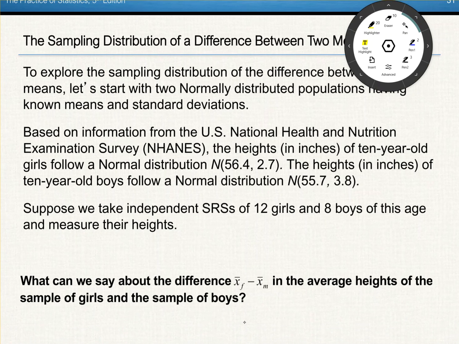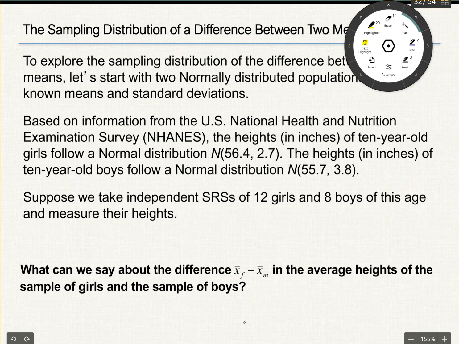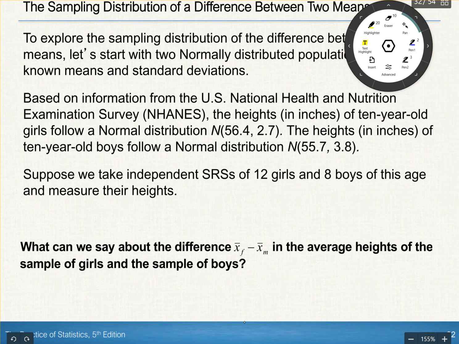But the heights of 10-year-old girls follow a normal distribution. 56.4 is the mean, and 2.7 inches is the standard deviation. And 10-year-old boys, 55.7 is the mean, and 3.8 is the standard deviation. So suppose we take an independent simple random sample of 12 girls and 8 boys of this age and measure their heights. What can we say about the difference in the average heights of the sample of girls and sample of boys? So that's an example of where we might want to compare two means.